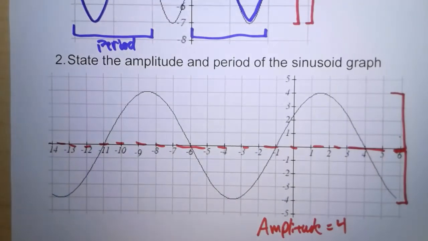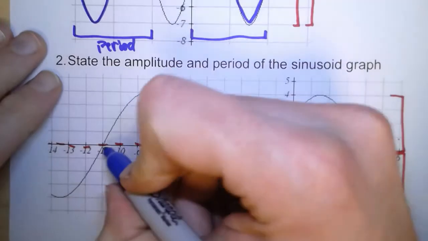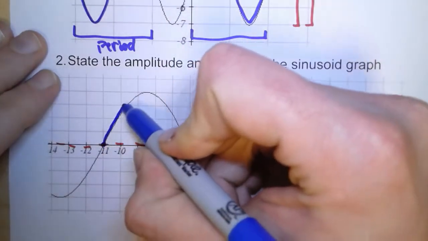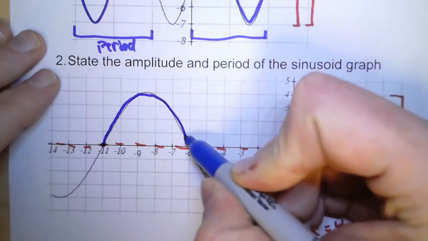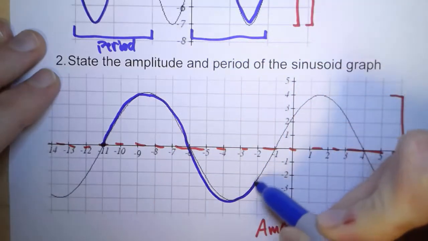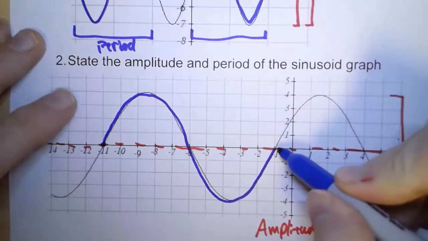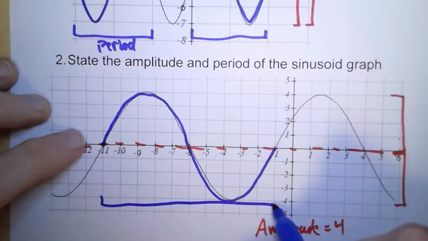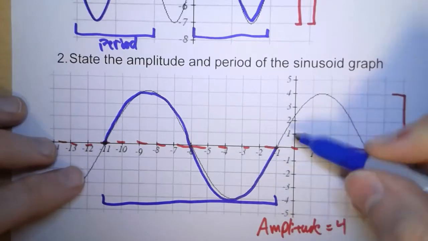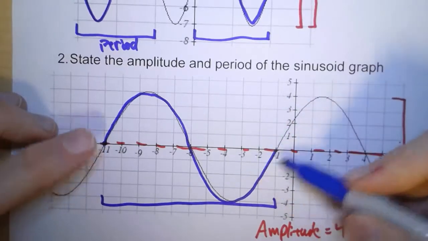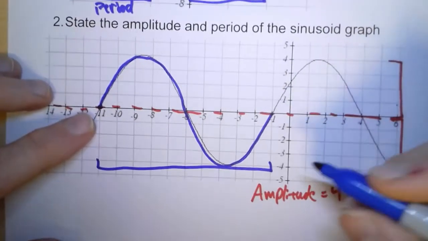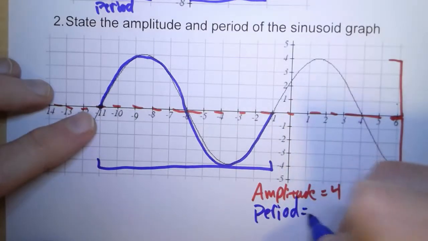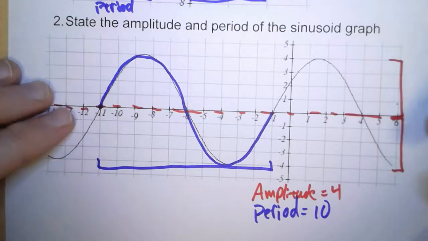Now the period length, let's see. Let's say we start here. Let's choose this spot at negative 11. So we go up, and then we go down, then we go back again. And at this point, now we've completed a full cycle. So from here all the way to there is one cycle, and then it starts over. So from negative 11 to negative 1, the period length is going to be 10.